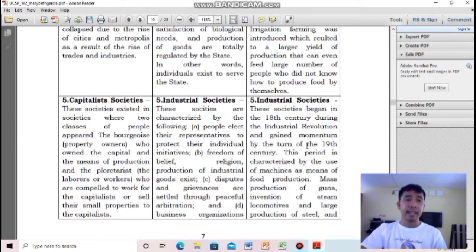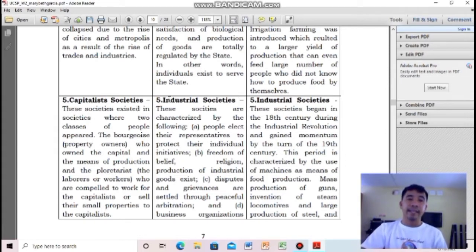Okay. Next is capitalist societies. These societies existed where two classes of people appeared: the bourgeois, or the property owners, who own the capital and the means of production, and the proletariat, the laborers or workers. So, under sa capitalist societies, duha ang klase ang tao. Ang bourgeois, ang gapanag-iya sang property, ang proletariat, ang tawag nila, amo na sa mga laborer nga nag-obra para sa mga kapitalista. Ginabaligya nila sa mga kapitalista ang ila parte.